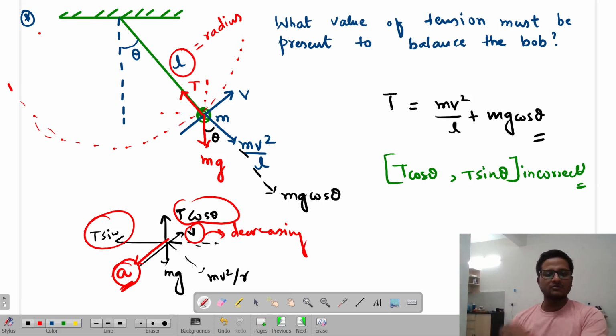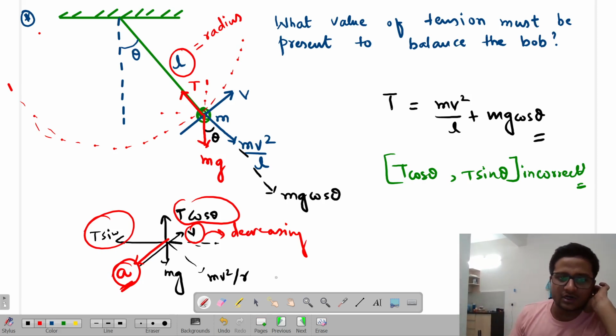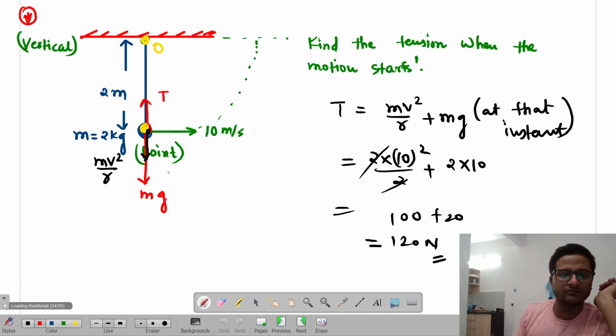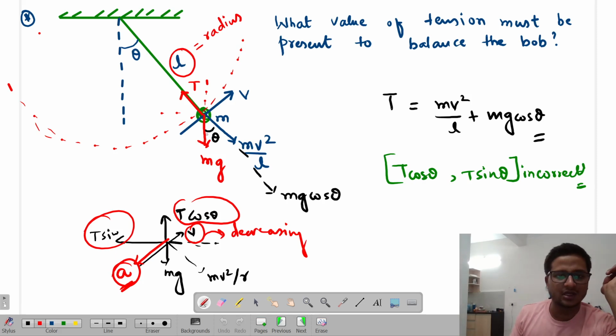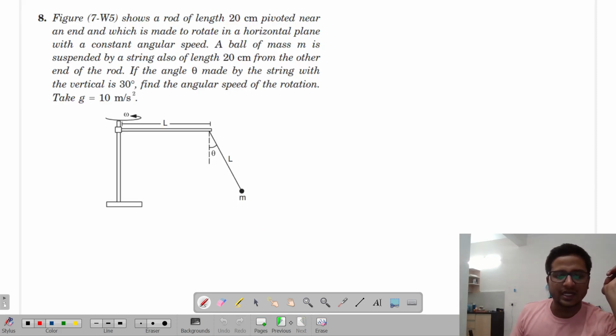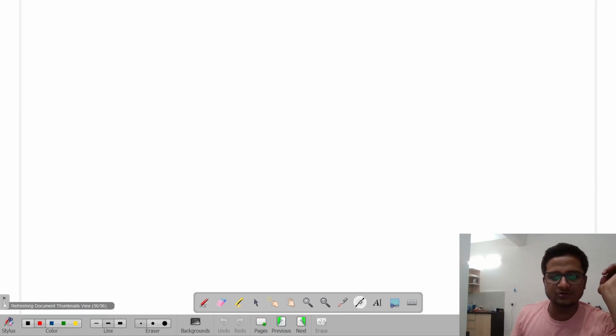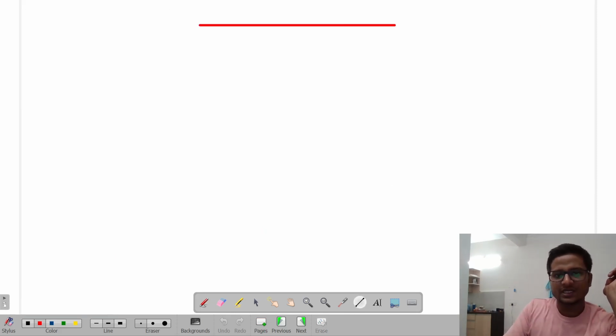Okay, so I'll move ahead. Basically, this is what we did. We just considered the normal case. Then I went to the vertical case. Now I can have one more kind of pendulum motion. I can have still one more prototype.